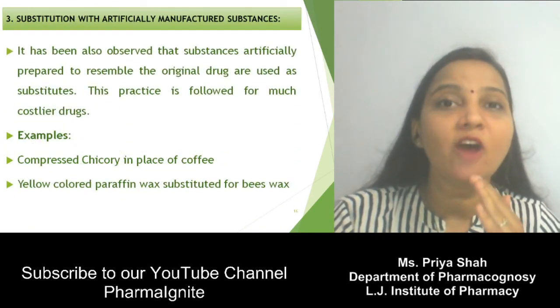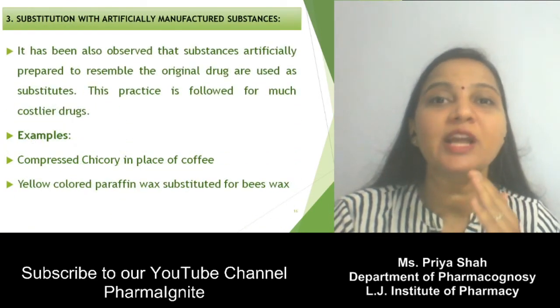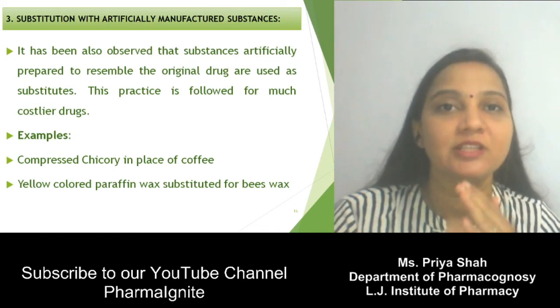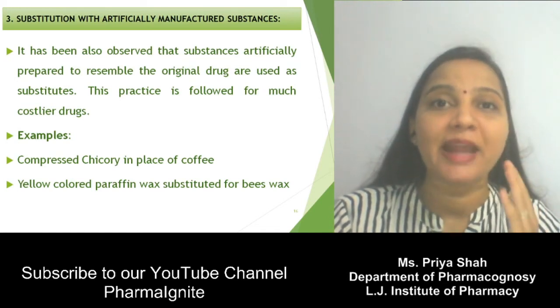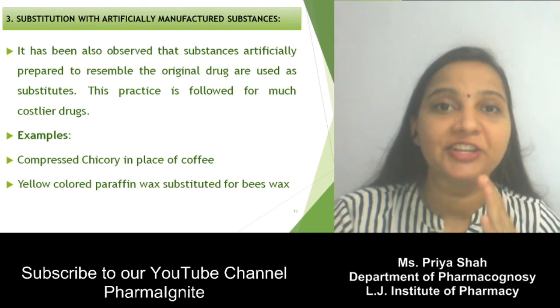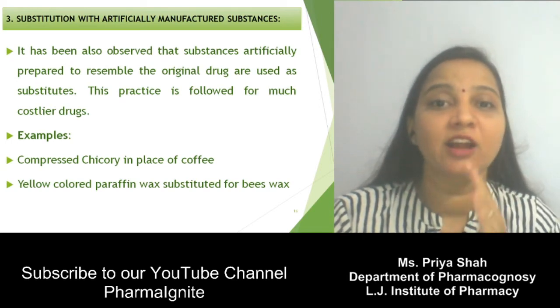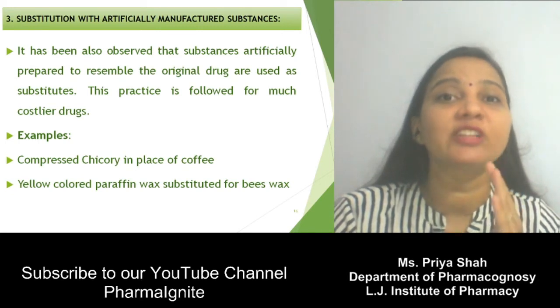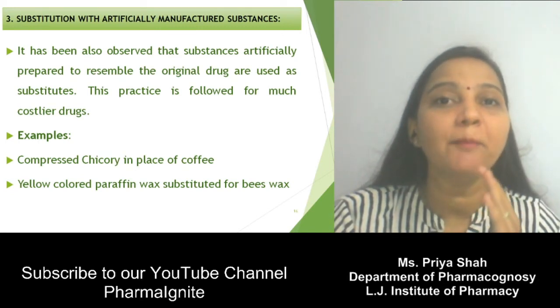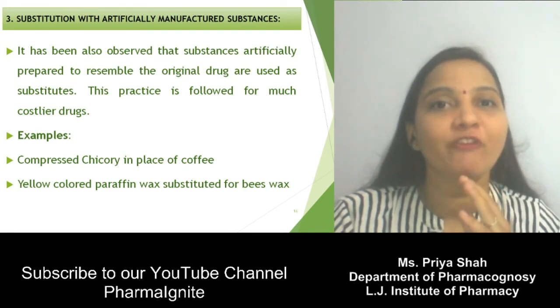Now, the third type of adulteration is substitution with an artificially manufactured substance. The artificially manufactured substance is substituted for the authentic or original drug. So this is a common practice for costlier drugs. For example, compressed chicory is used in place of coffee beans.